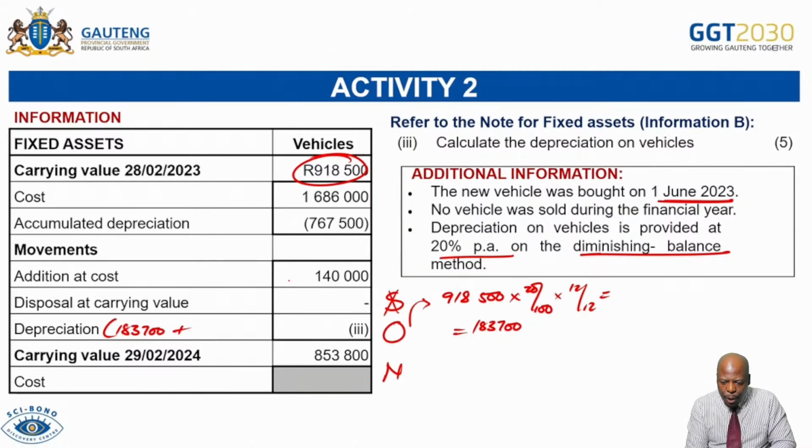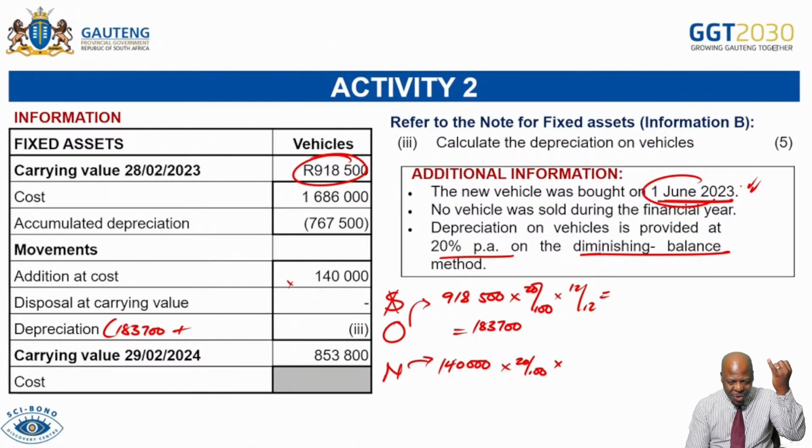I need depreciation now for the new. The new one was bought on the 1st of June. So the addition is 140,000, multiplied by 20 over 100. It's not going to have accumulated depreciation because it's new, so we can't use its carrying value. We calculate on cost in the first year, multiplied by how many months. That is where the 1 June is very important. Counting from June, July, August, September, October, November, December, January, February, we're sitting at 9 months, so 9 over 12.